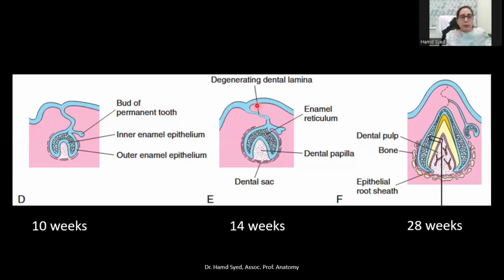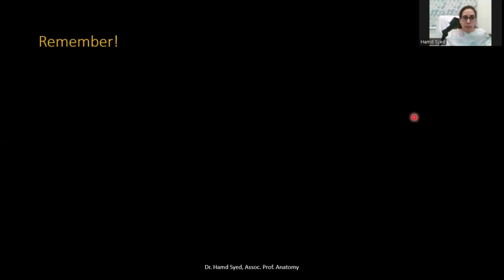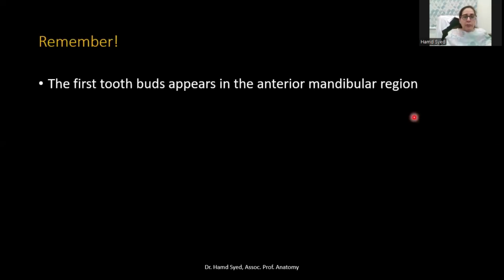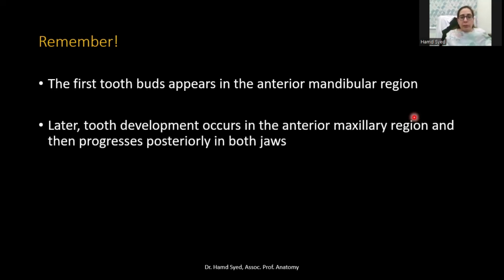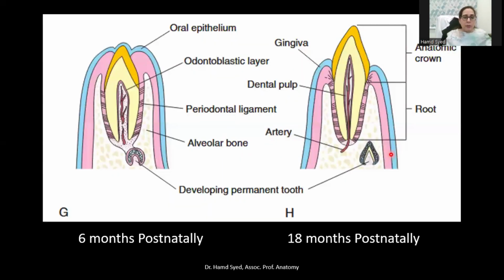Also, I would like you to focus over here on this connection that was between the oral epithelium and this developing tooth. This connection is going to degenerate. Now, what you have to remember is that the first tooth bud which erupts makes its appearance in the lower jaw, that is the anterior mandibular region. Later, tooth development occurs in the anterior maxillary region, and then it progresses posteriorly in both jaws.